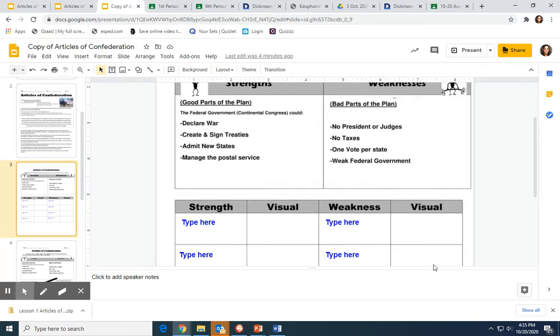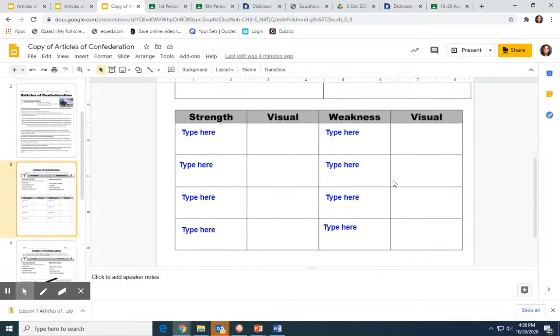So the weaknesses, you'll retype those here and find a visual. There was no president. Yes, the country you live in now started with no president, no federal judges. The federal government cannot tax anyone, so that's not going to end well. Only one vote per state. And they planned this. This was not an accident. They said, yay, we have a weak federal government. We're so excited. That's the plan. Because again, they thought if the federal government was too powerful, they would take over the US and everything would be back like Great Britain.